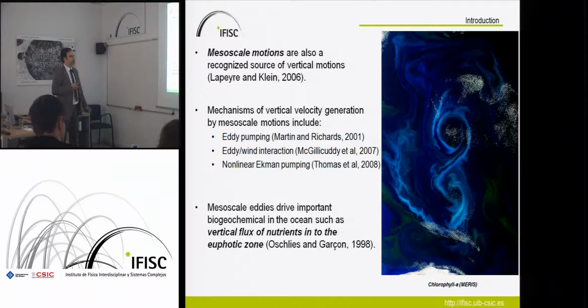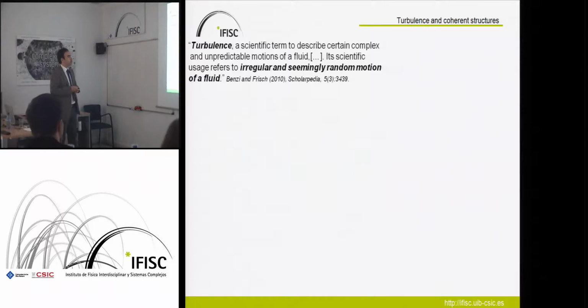And you can observe here in this satellite picture that around these mesoscale eddies we see a very large concentration of chlorophyll, meaning that there is a lot of production of biological matter associated with these eddies. So those motions that I've discussed, and especially mesoscale motions, they are turbulent.